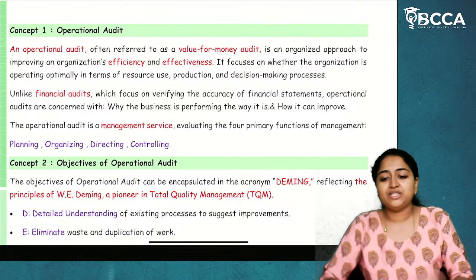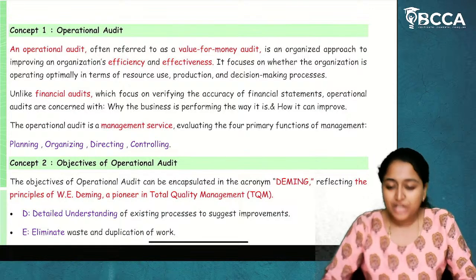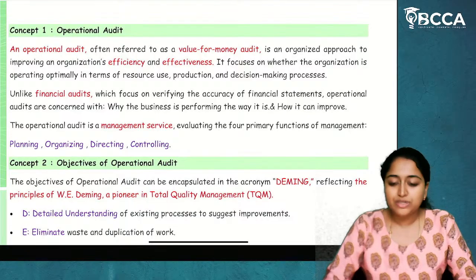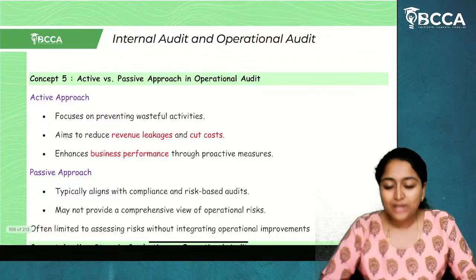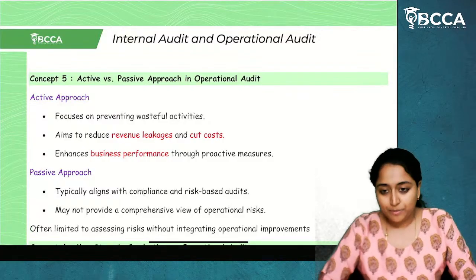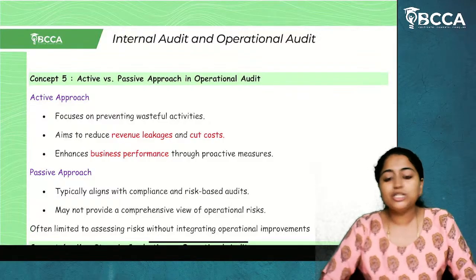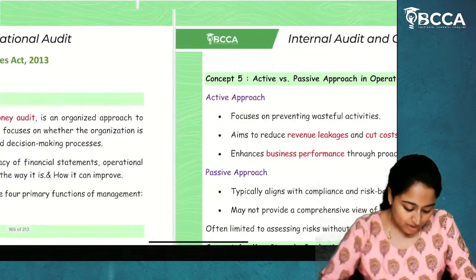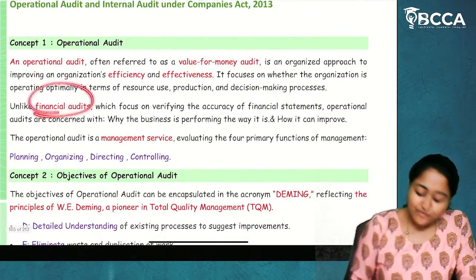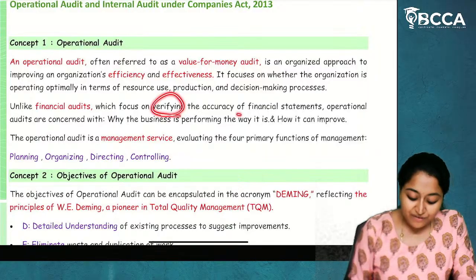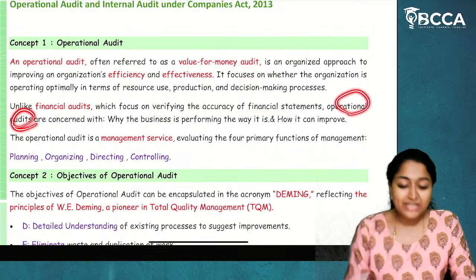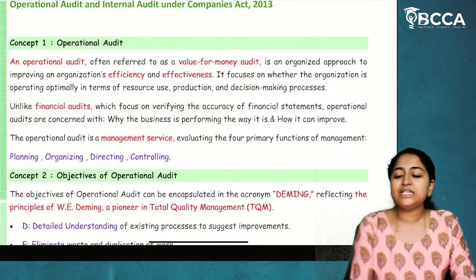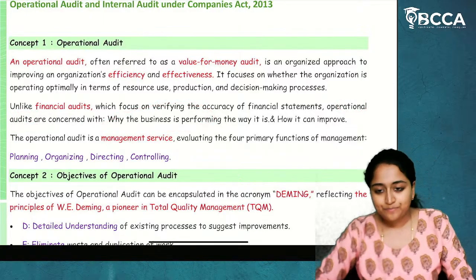So how are operations working? Operations related to production, operations related to resource utilization, operations related to decision-making. Regarding all these things, how management is performing, how the organization is performing, that is evaluated. Unlike financial audit, which focuses on verifying the accuracy of financial statements, operational audit is concerned with why the business is performing the way it is.